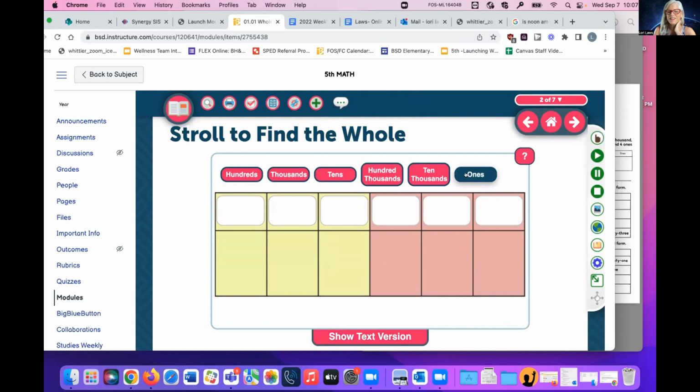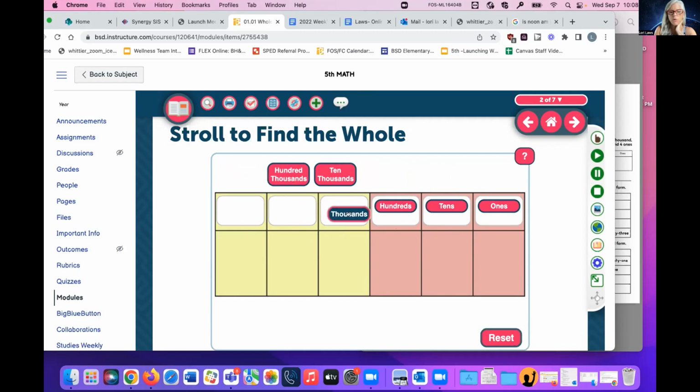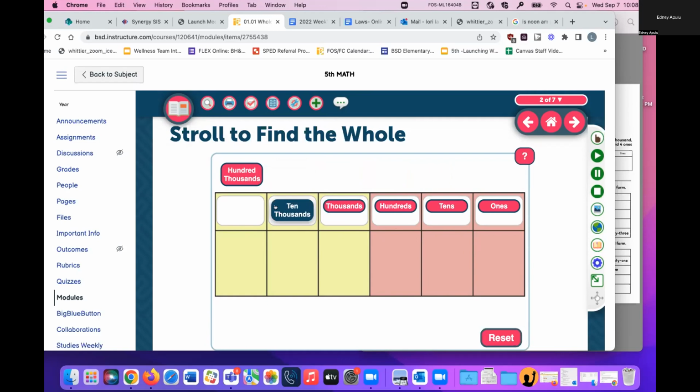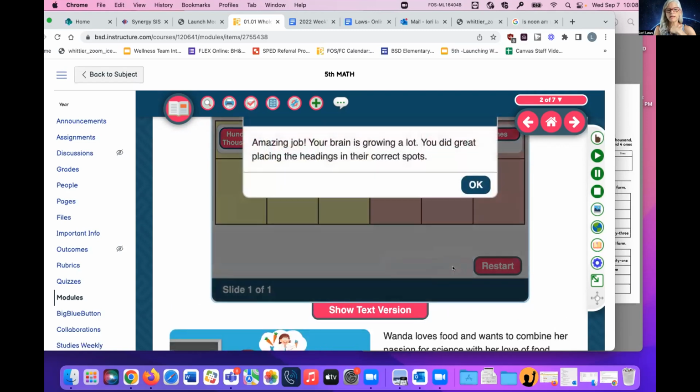Let's do it together. So ones go here. What goes here? Tens. And then? Hundreds. And then they have it in two sections to show where the hundreds are and where we skip into the thousands. So here's the 1000s, the 10,000s, and the 100,000s. Oh, it does have a submit button. So when you get it all together, you submit it.